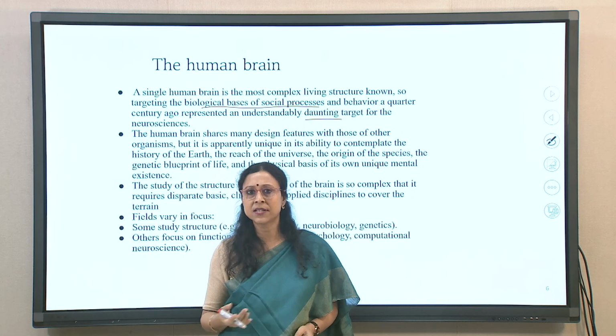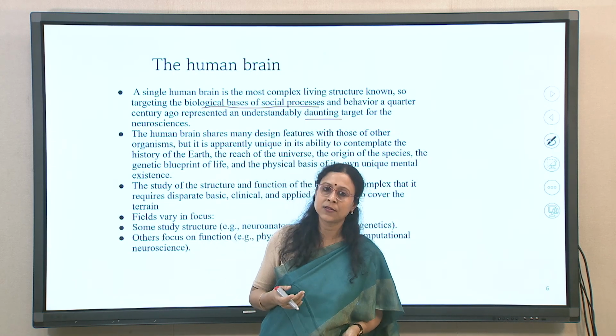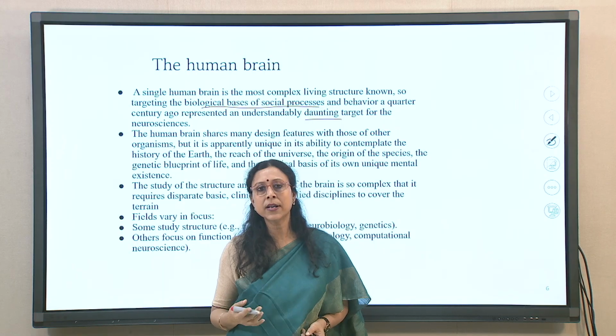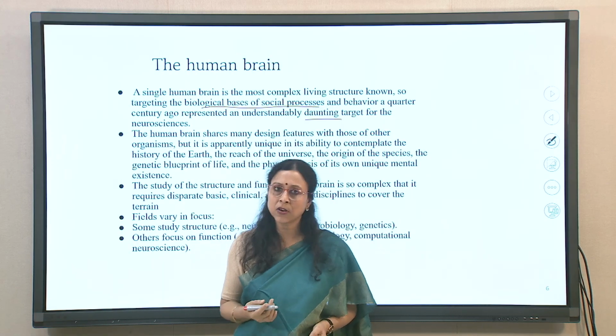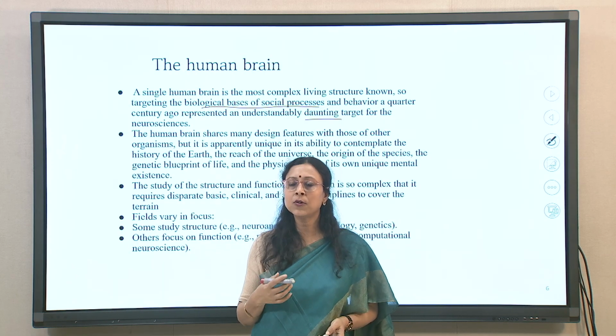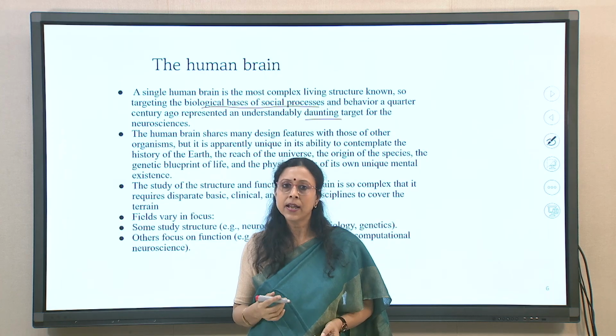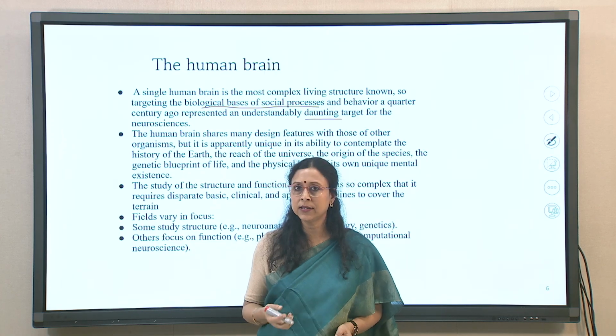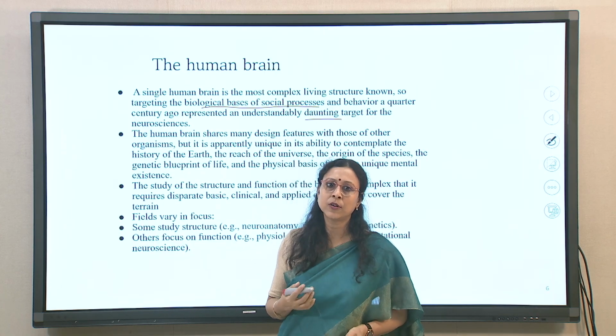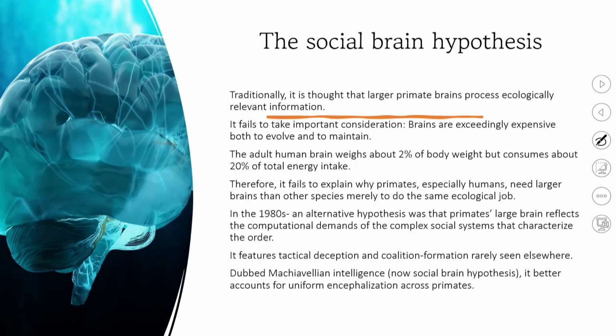There are various types: systems neuroscience, computational neuroscience and so on. So, this itself is a very complex domain, neuroscience itself is a complex domain. Now, when we include the social angle to it, the task becomes a little more daunting. So, that is the fundamental idea that we are talking about. So, this takes us to the social brain hypothesis.